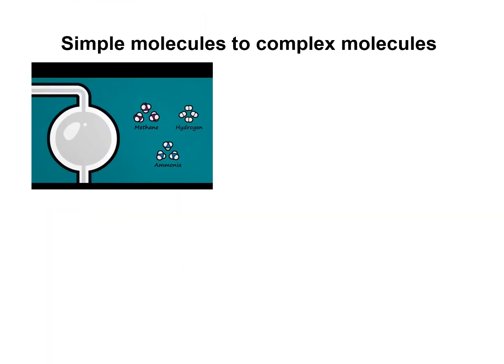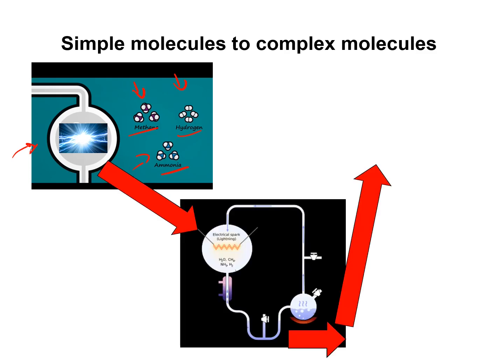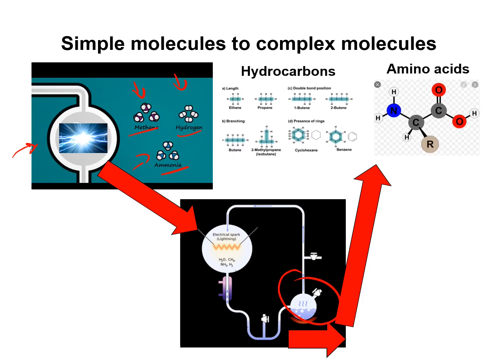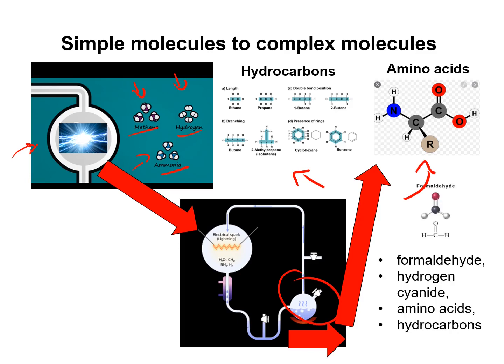If you remember the experiments, they started with simple molecules like methane, hydrogen, and ammonia. They produced electrical currents that simulate the early environment on the earth. As a result, they mixed all these chemicals, and as they show in the videos, they started seeing something new forming. Those new things were organic compounds like hydrocarbons, which were much more complex, and amino acids that are fundamental for life on our planet as we know it.